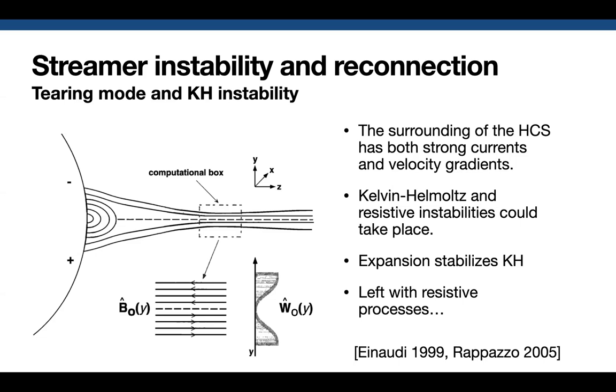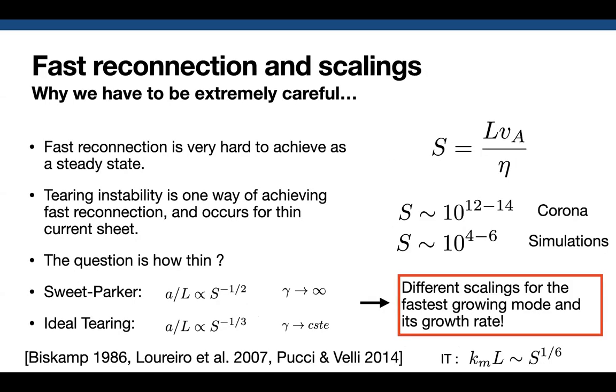could take place, but it was shown quite early on, in 1999 and 2005, by Giorgio Einaudi and Franco Rappazzo, that we don't expect Kelvin-Helmholtz to be happening here because we have expansion that stabilizes. And so we are essentially left with resistive processes, and especially the tearing instability, and the processes of fast reconnection.